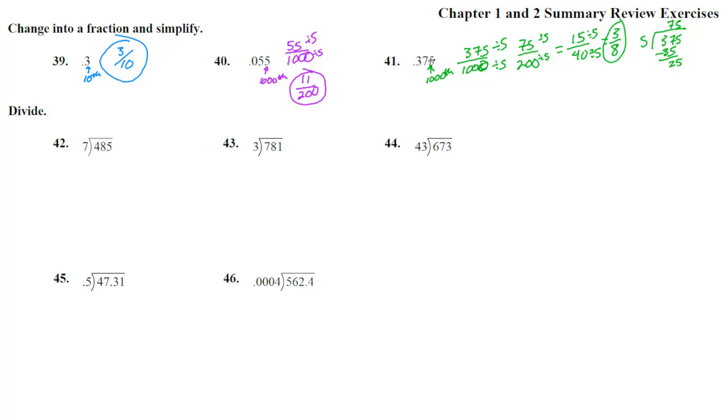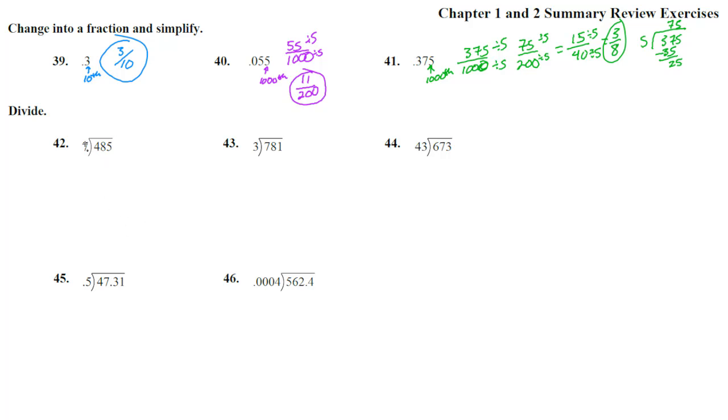3/8 is simplified, turns into 0.375. Okay, that was a little bit tougher than the other one. That had a lot of simplifying to do. All right, now we're just going to do this long division. And remember, with these, we could get a remainder, or we could keep going with the decimals.